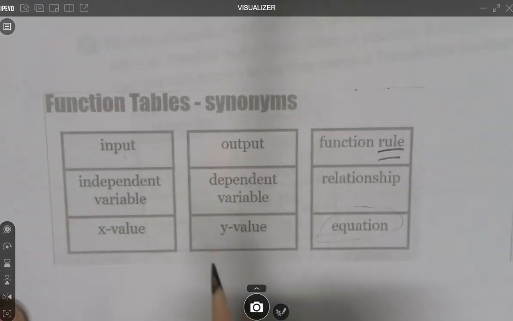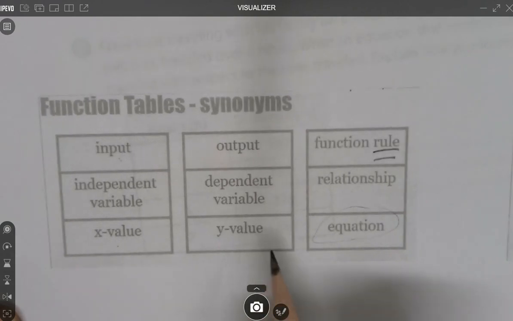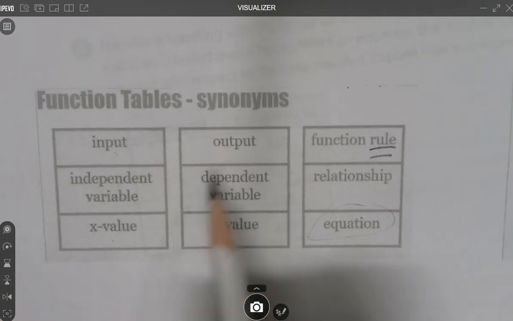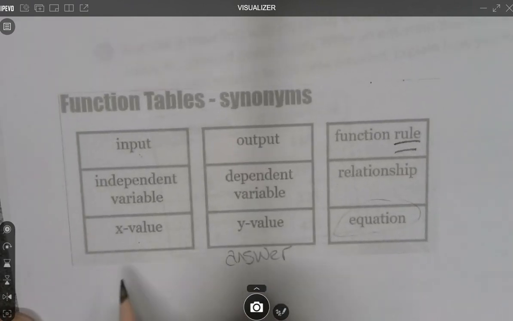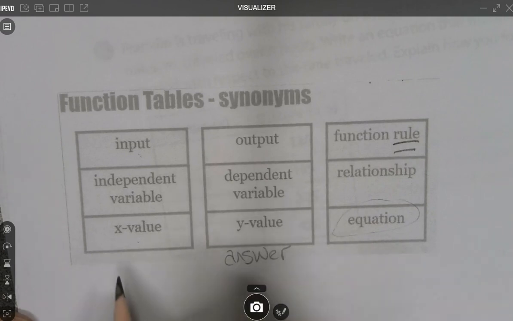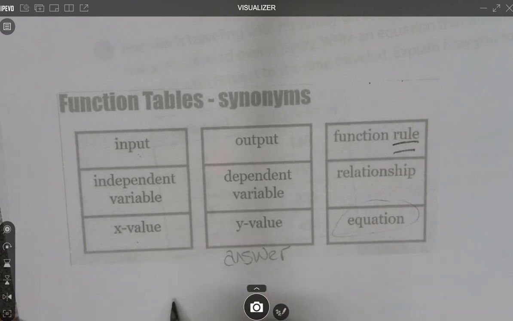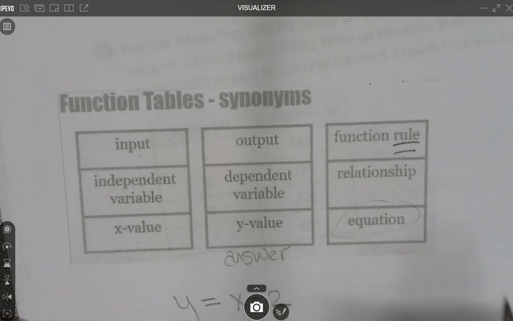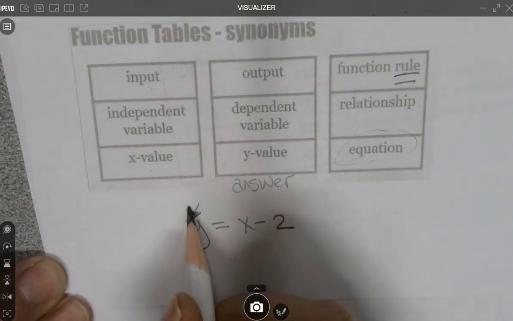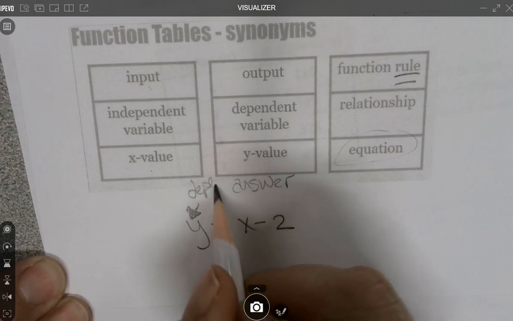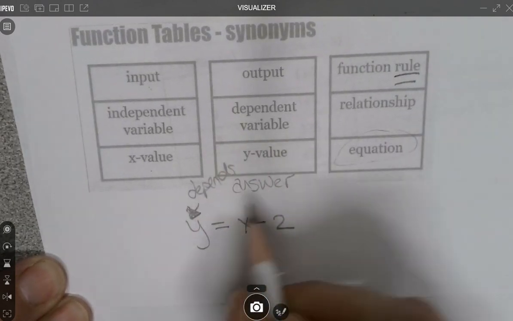So you'll have an x value and a y value, and your y value will be your dependent variable. You will get that. It's usually the answer. You'll get that answer depending on what is happening in the expression. So, for instance, you may say y equals x minus 2. Well, this answer depends on what happens in the problem.